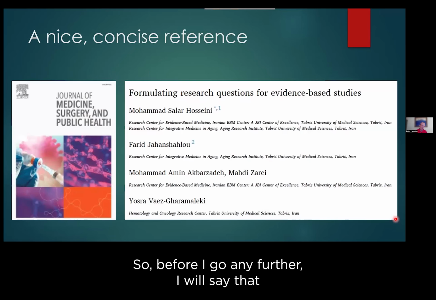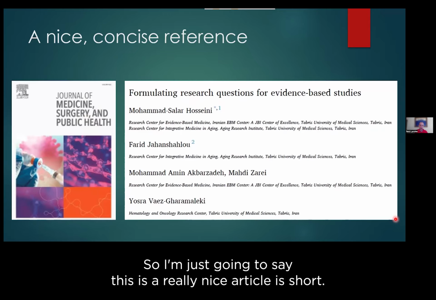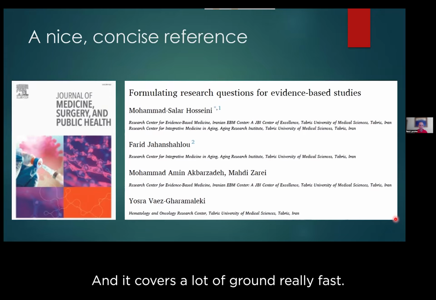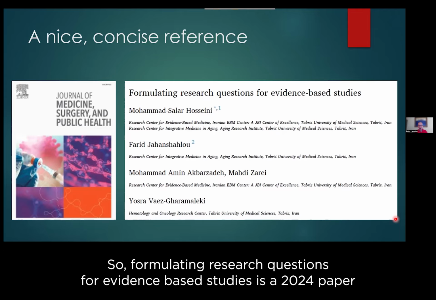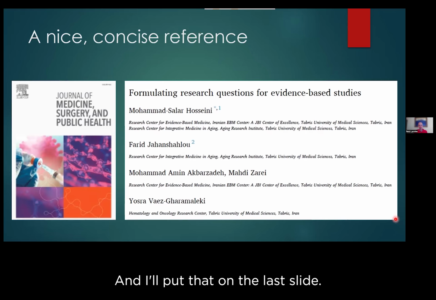Before I go any further, I will say that a lot of this information I've drawn from this article here. I'm just going to say this is a really nice article. It's short, and it covers a lot of ground really fast. Formulating research questions for evidence-based studies is a 2024 paper in the Journal of Medicine, Surgery, and Public Health. And I'll put that on the last slide.